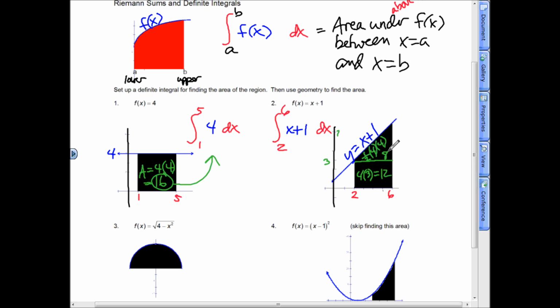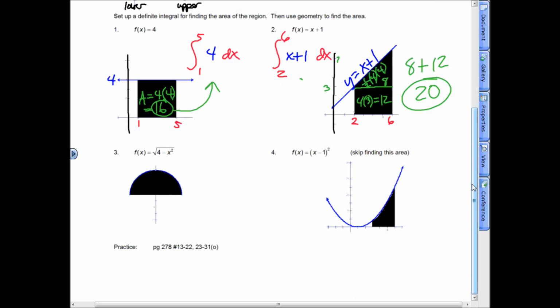So now if we put those two things together, 8 plus 12 would tell me my area under that curve would be about 20 square units. So 2 ways to represent it. We can represent it with this definite integral over here, and then this 20 would be our actual area. If I look at number 3 and number 4, number 3, what do I see?